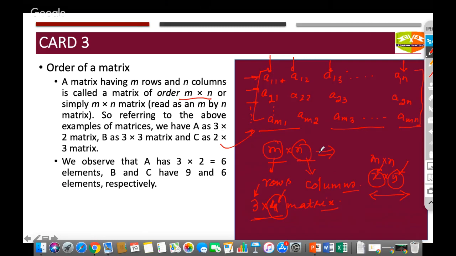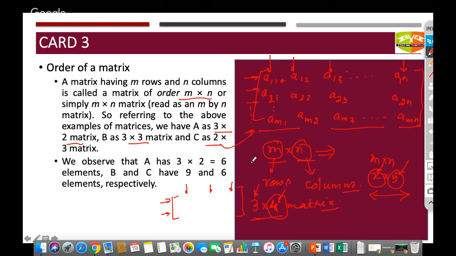So if it is m into n, it is pronounced as m by n matrix, or m into n matrix, like here it is a 3 by 2 matrix, 3 by 3 matrix, 2 by 3 matrix. So what does it tell? A 2 by 3 matrix means it will have 2 rows, 1, 2, and it will have 3 columns. Now how many elements would there be?